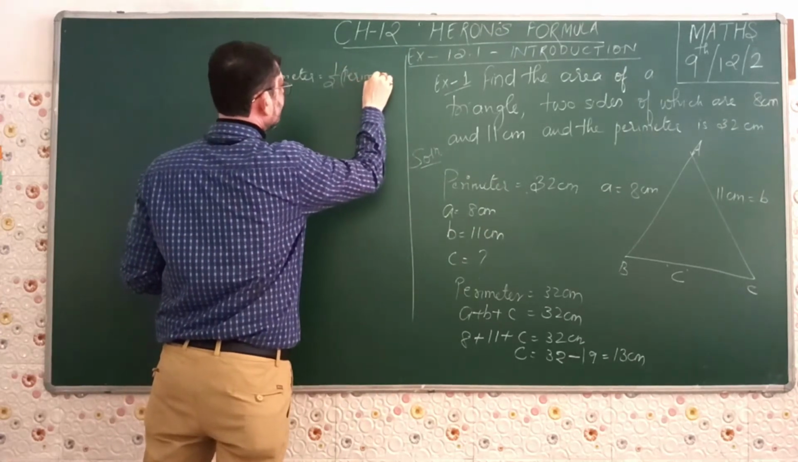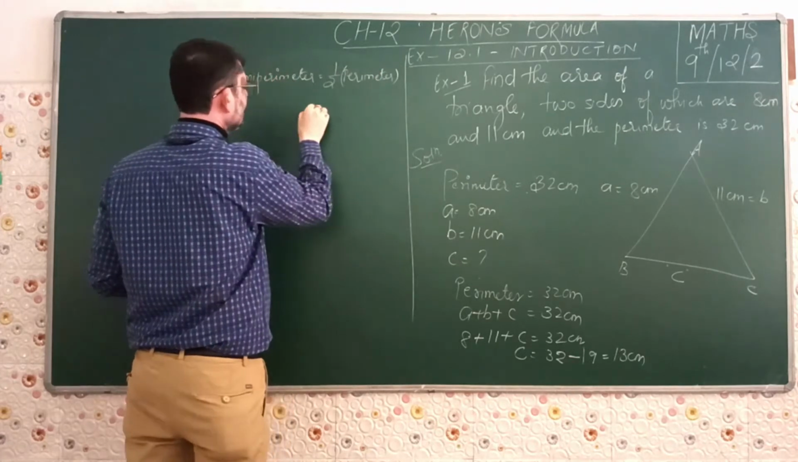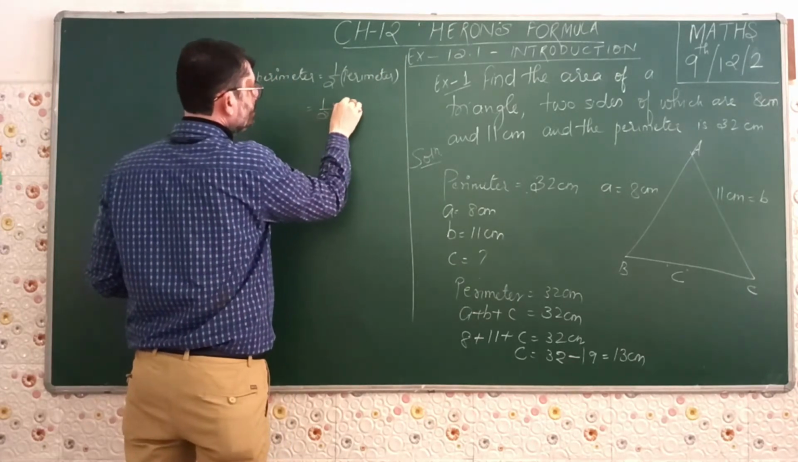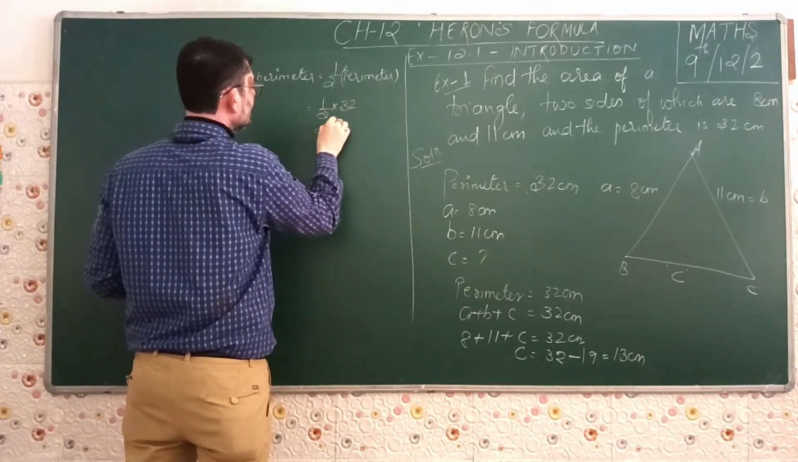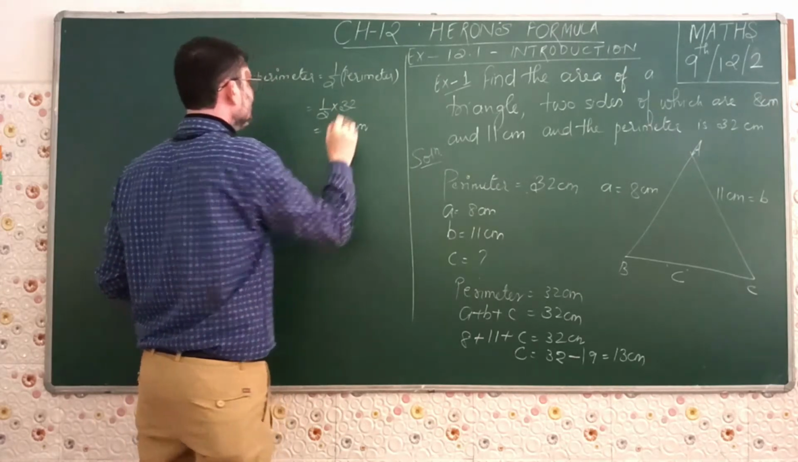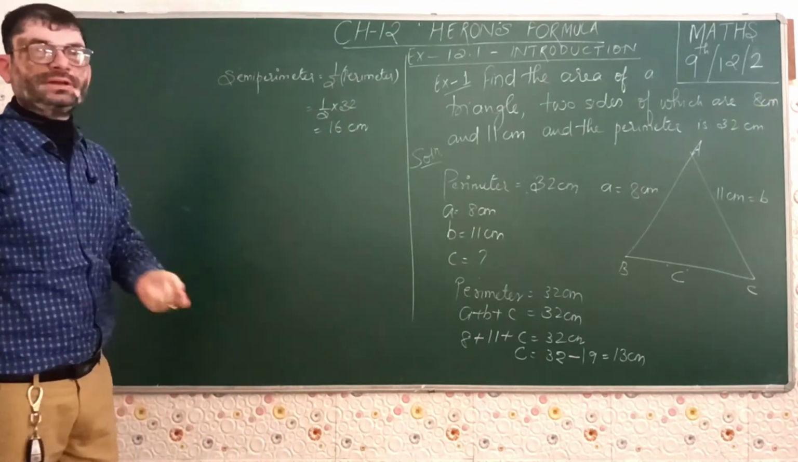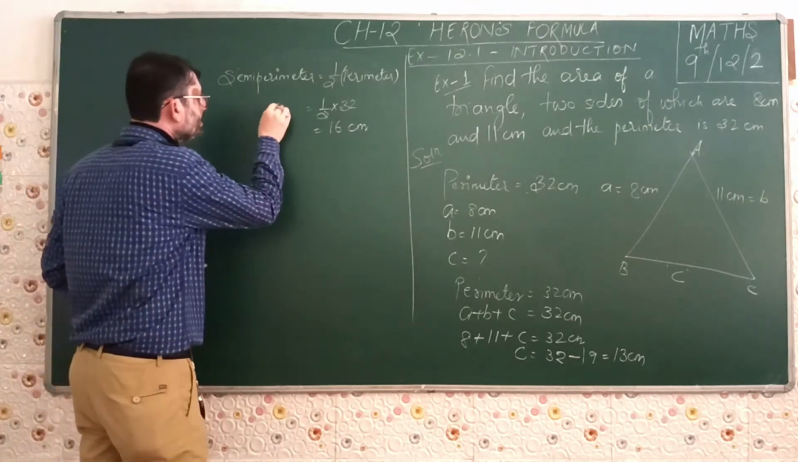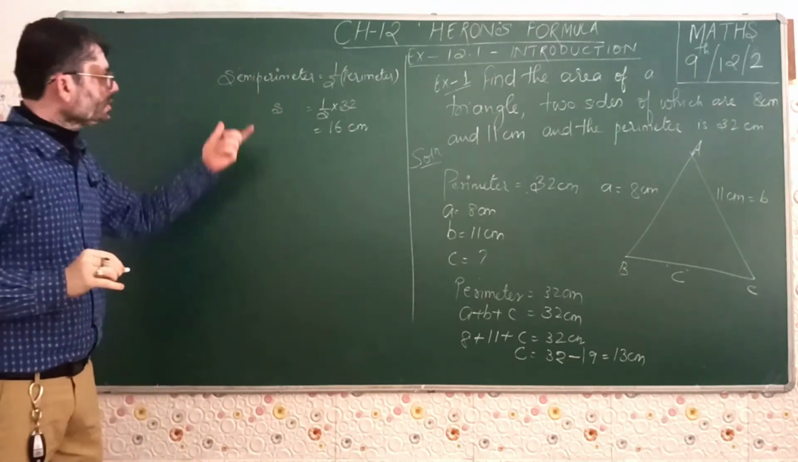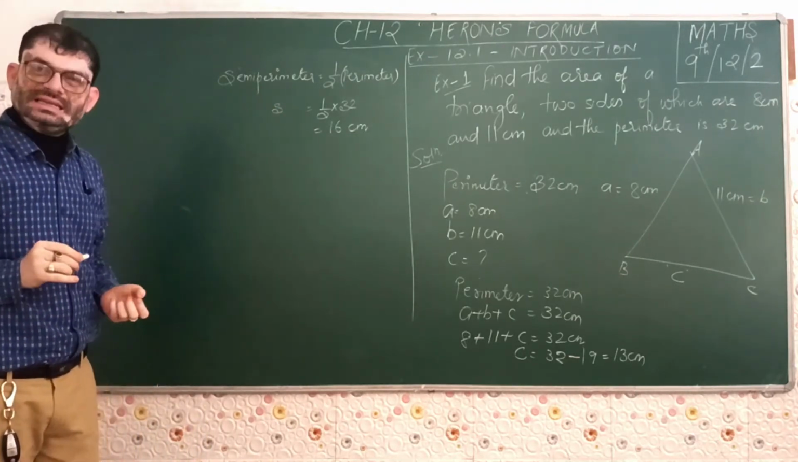This is the perimeter, and this will be equal to half into 32, that is 16 centimeters. Now we have got the semi-perimeter. We denote the semi-perimeter by the symbol S. So S is equal to 16 centimeters.